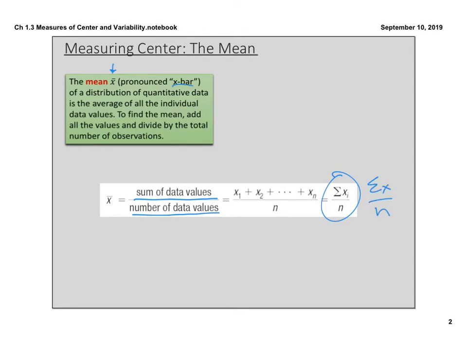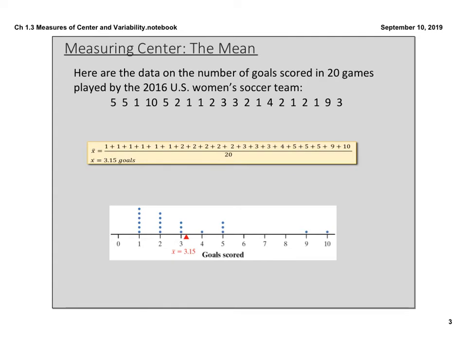x sub i is just marking each data point. x is a data point, and the x sub i tells you that those are the different data points in the data display. So it's the normal arithmetic mean that we've always calculated: add them all up, divide by how many there are. That's something that we've used for many years.